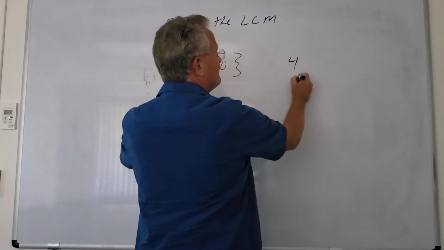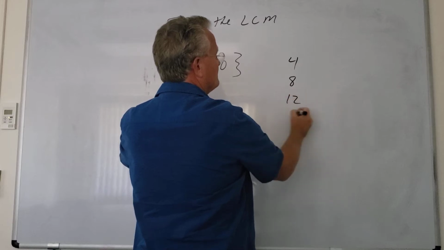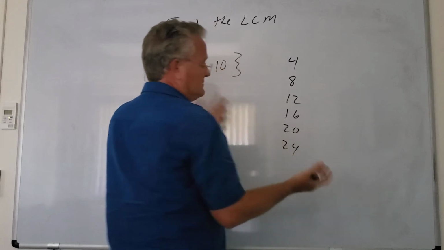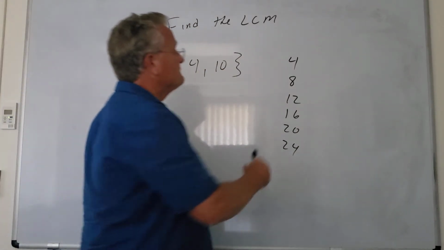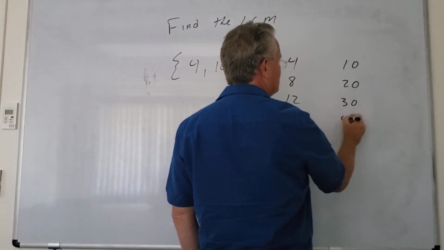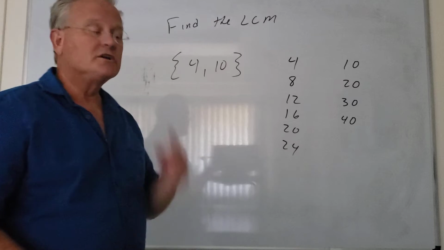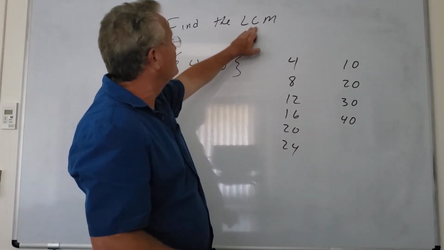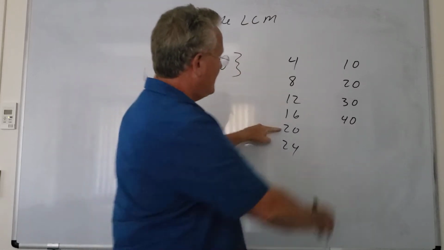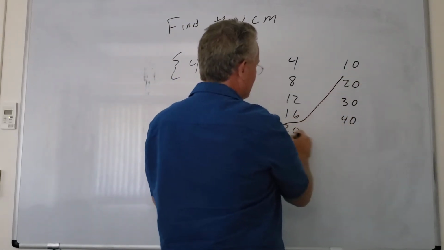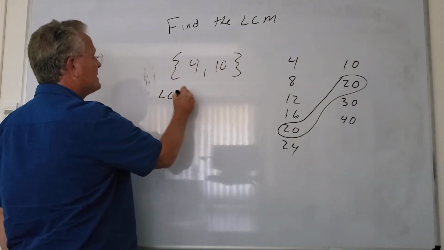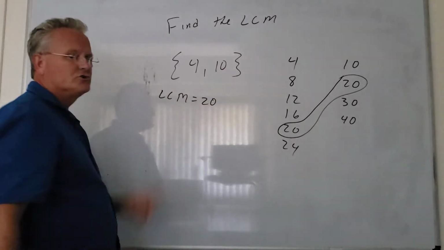4 times 1, 4 times 2, 4 times 3, 4 times 4, 4 times 5, 4 times 6, and so forth. The multiples of 10: 10 times 1, 10 times 2, 10 times 3, 10 times 4. And what is the first multiple, the smallest, the least multiple that is common to both columns? 20 is the number that is common to both columns. So the LCM for this particular set is 20. So that's one way to do it.